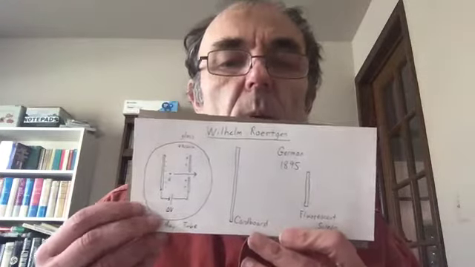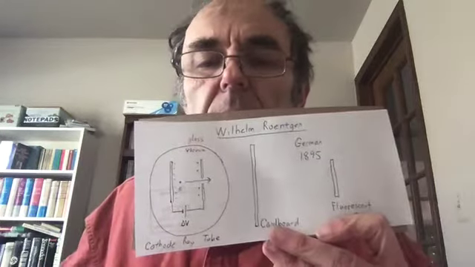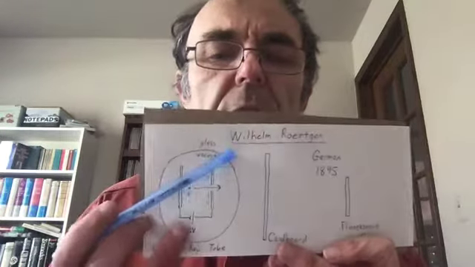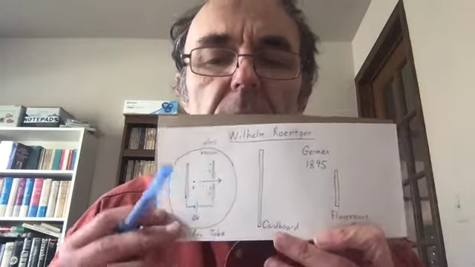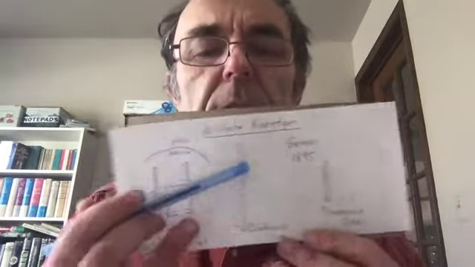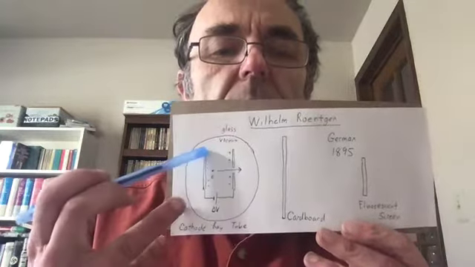Well, William Röntgen was the discoverer of X-rays. He was a German scientist. And right before the turn of the century, before the beginning of the 20th century, 1895, he made this discovery. So what he was doing is he was starting with a cathode ray tube. This is something a lot of physicists were working on at the time.